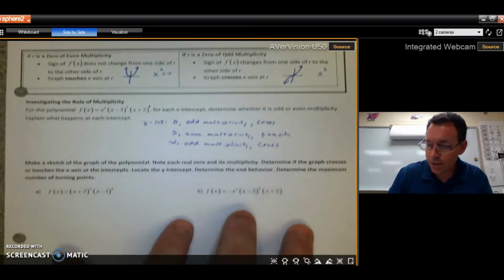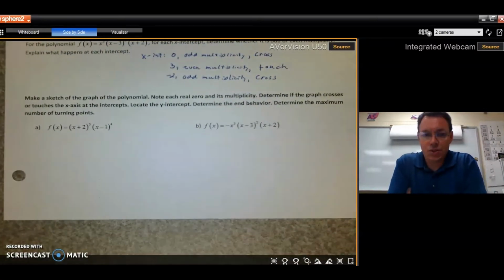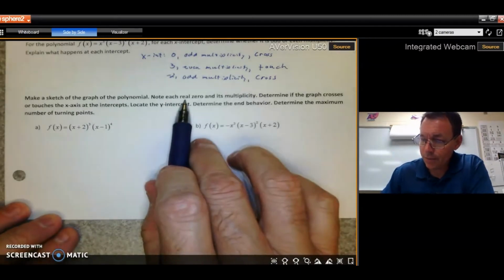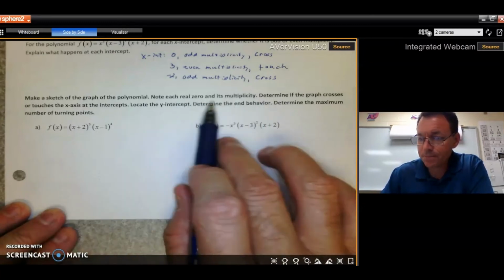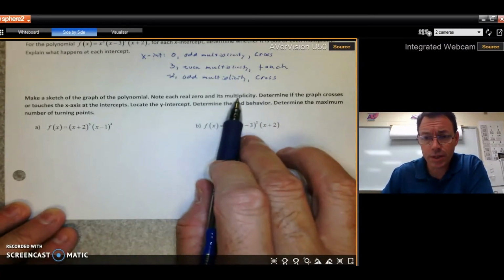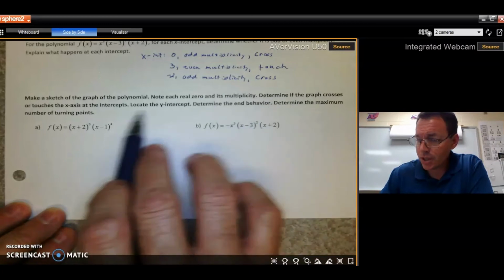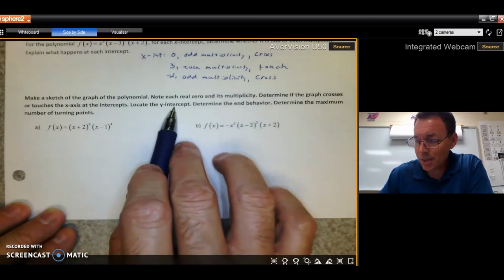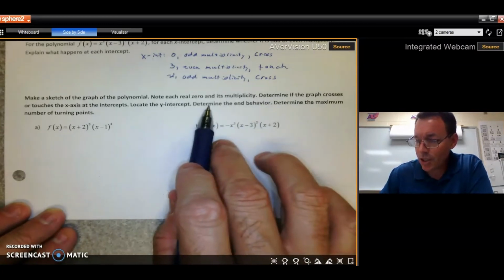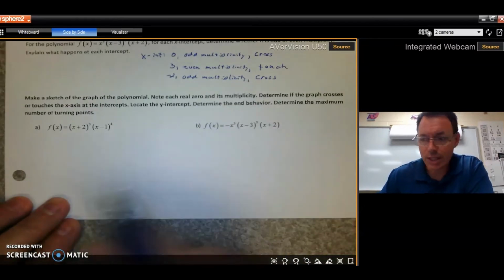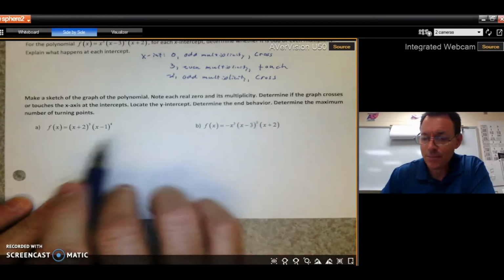Okay? So look at these on the bottom. We are going to make some sketches of what we think these polynomials are going to look like. So we're going to take a look at the real zeros, so the factors. We're going to look at their multiplicity, so we know whether the graph should cross through or whether it's going to touch and turn around. We're going to locate the y-intercept. I'll show you how to do that real quick. We're going to determine the end behavior, and we're also going to determine the maximum number of turning points. So there's a lot of things we've talked about in these notes, and we're going to put them all together right now.